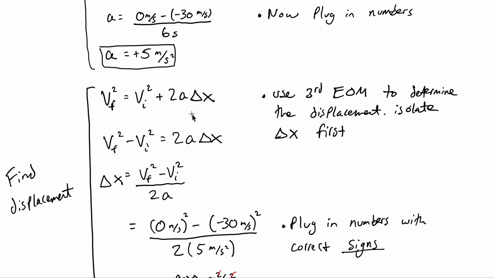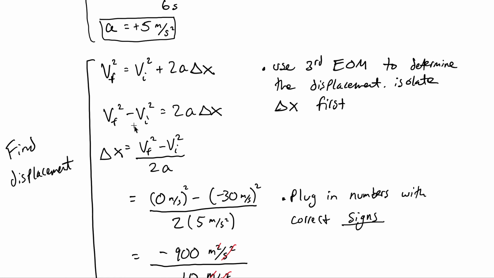You could certainly use the second equation of motion here as well, 1/2 at squared plus the initial velocity times time plus initial position to solve for the final position. That would work too, because you have enough information with time to be able to do that. All right, we keep going.